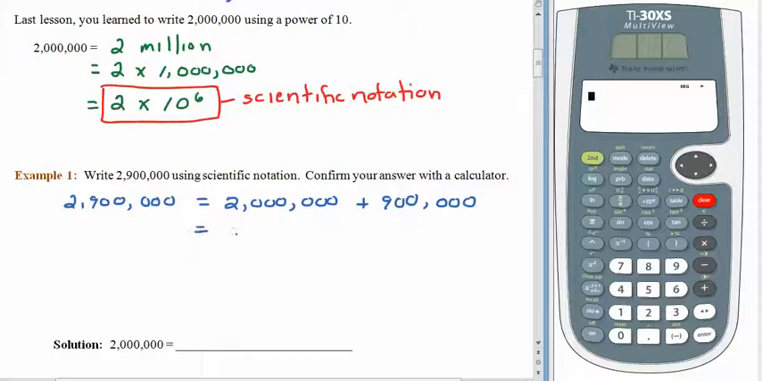And certainly 2 million is, well, 2 million. I'm going to write that in words. But here I'm not going to write 900,000 as 900,000s. I want to think of this in terms of millions. It's not a million. 900,000 is a little bit less than a million. But it is 9/10 of a million.